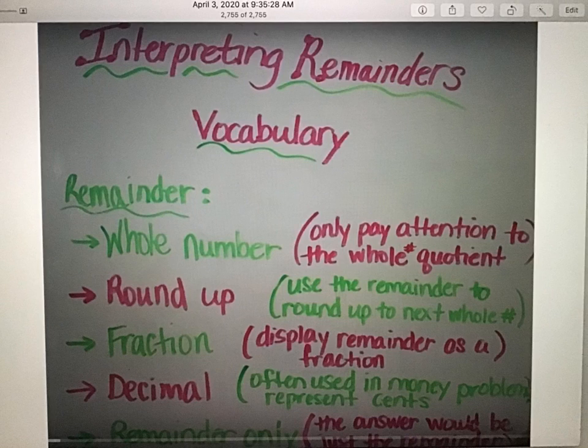Please keep these scenarios in mind when you are doing the practice for your assignment today.